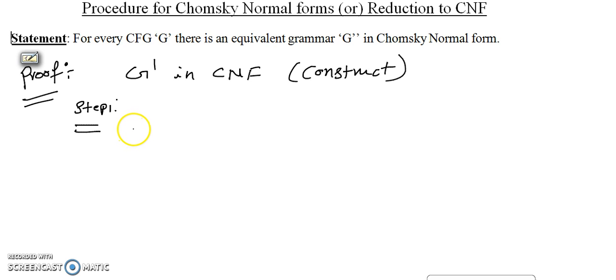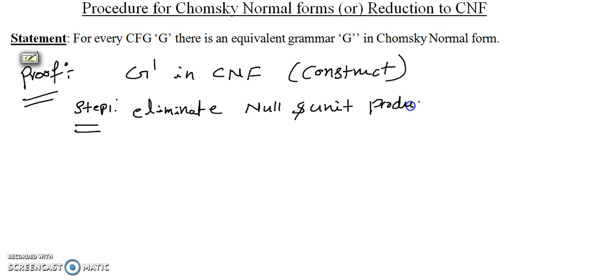from the given productions, observe: are there any null and unit productions? If any unit and null productions are there, use those productions and eliminate them, and the rest of the productions you have to use in this process. The first step is that eliminate null and unit productions.